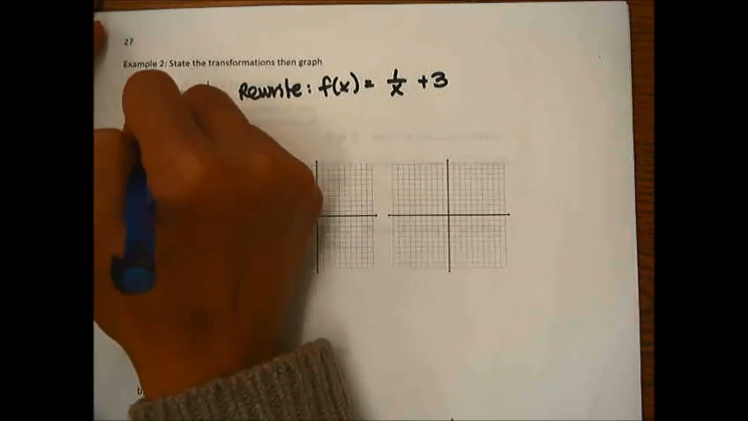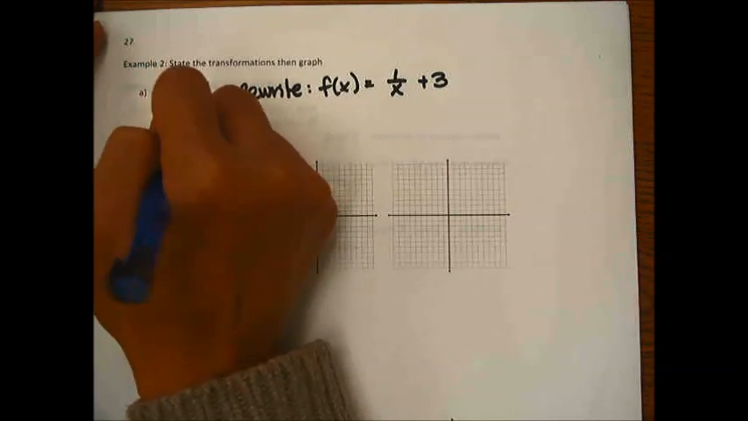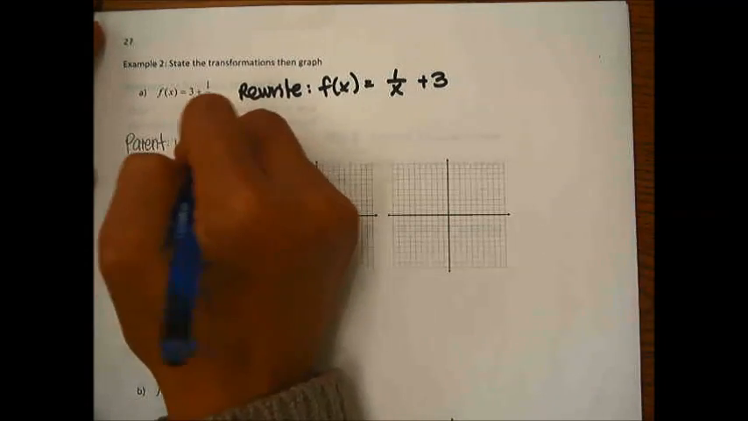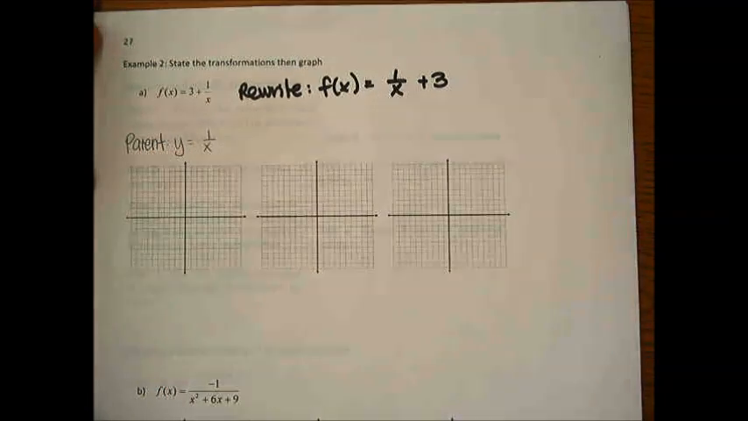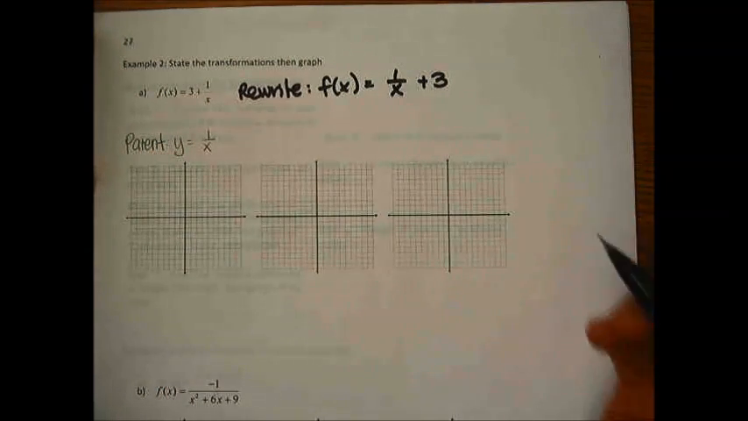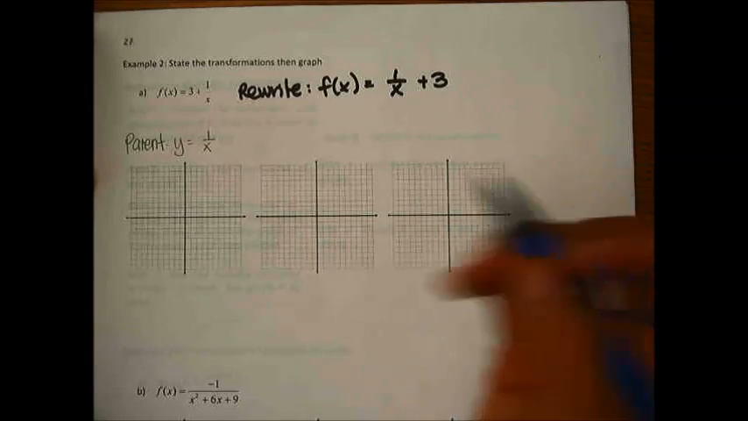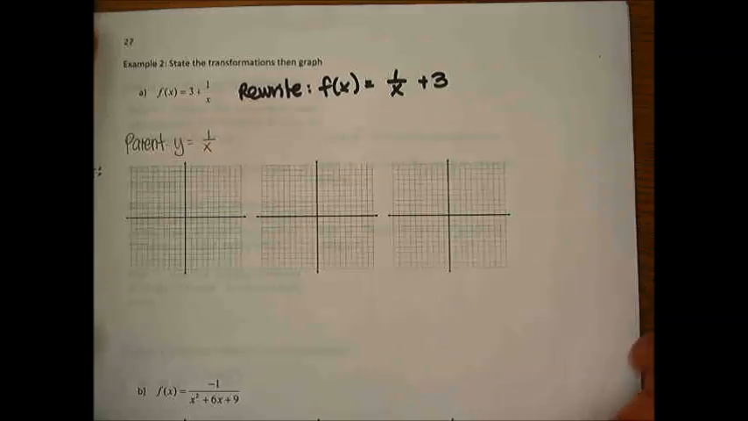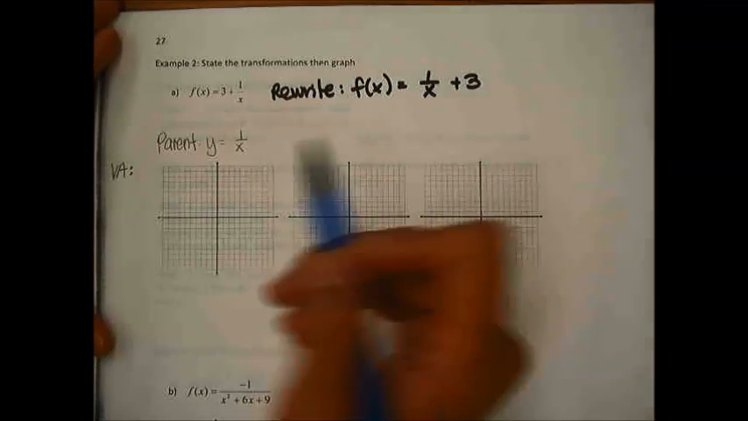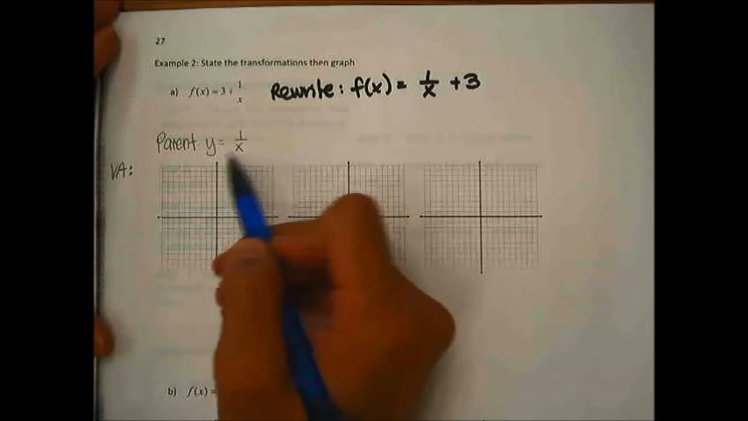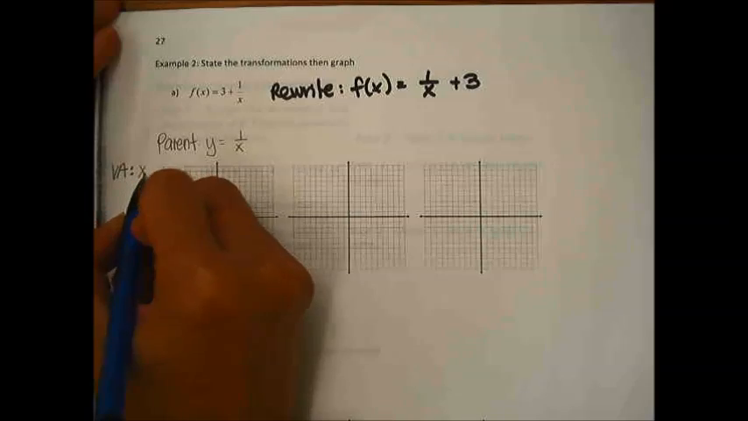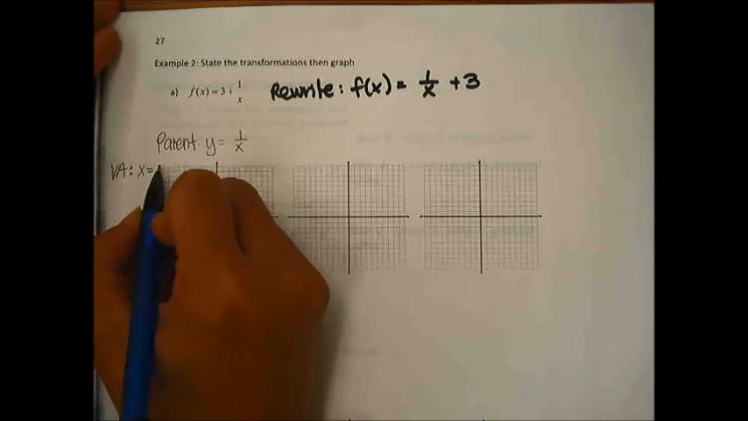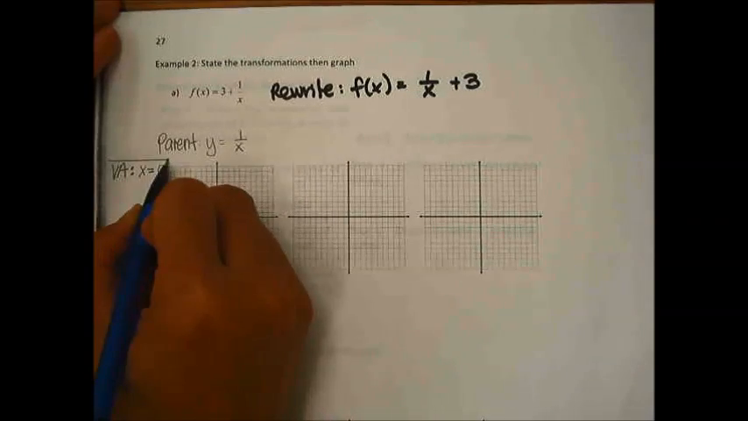So the first piece is going to be your parent. Your parent function is y equals 1 over x. Now, if you are graphing, you do need to find your asymptotes. So your VA is whatever the denominator cannot be. The denominator can never ever be 0. So this is your VA.